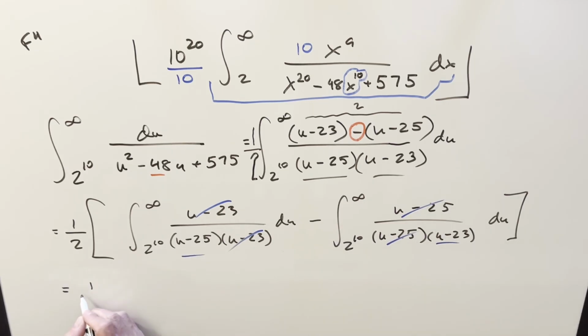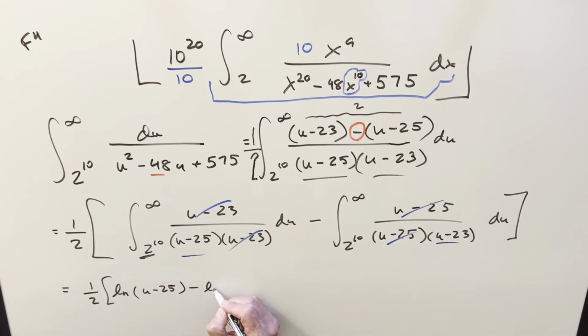So let's see what happens. We have 1/2 natural log u minus 25. I'm going to drop absolute value because we're starting at 2 to the 10th, which is like 1024. So that's always going to be positive. And then we'll have this right here. But what I'll do right away is let's clean that up with log properties before I evaluate. So I'll just kind of leave that for now.